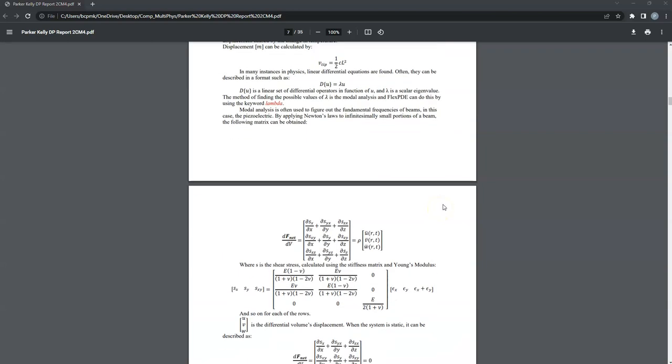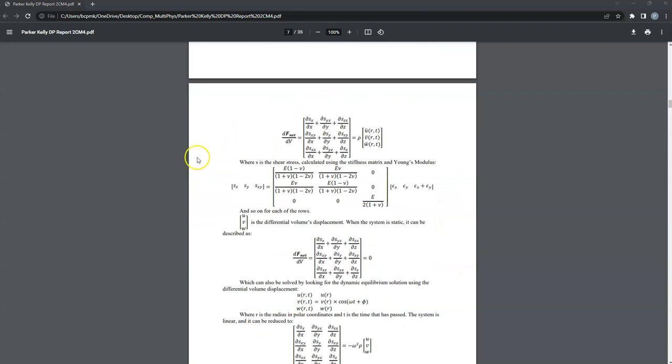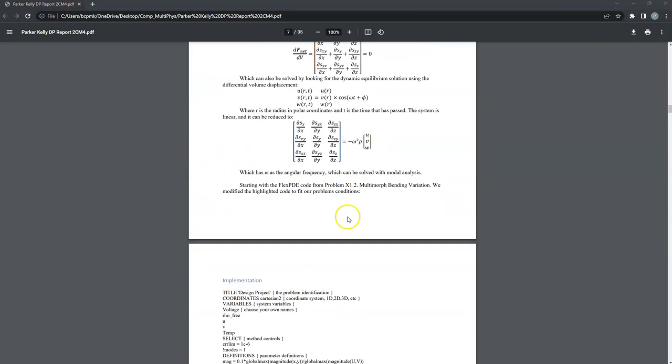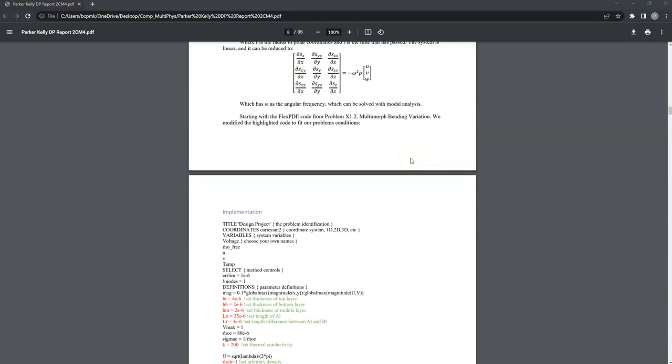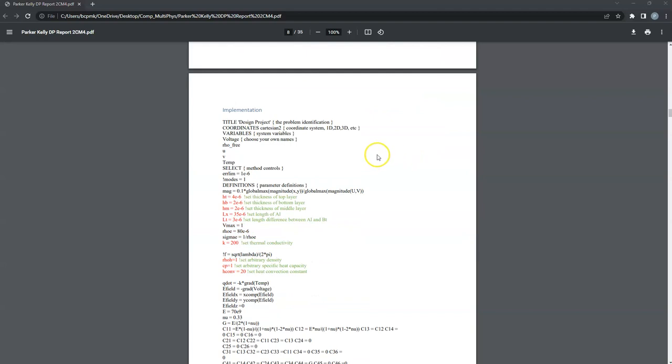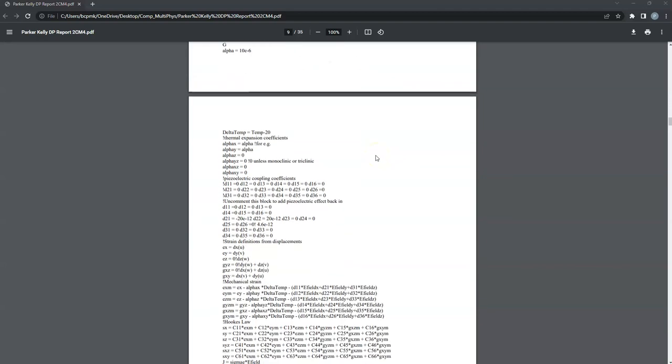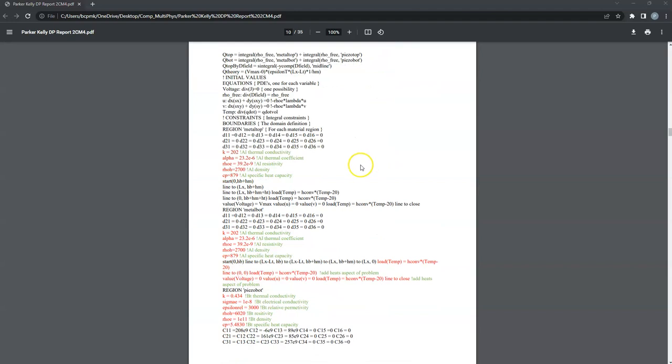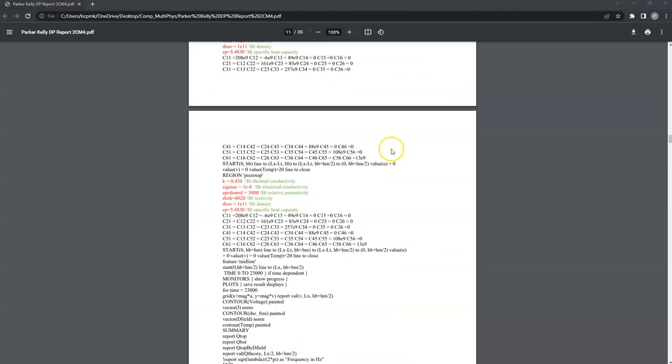That equation, when applied to modal analysis, would have to become a different linear set of differential operators, which can then be sorted through to get our final one here, which is the angular frequency, so we can solve with modal analysis. For implementation, all the red code is what we changed, except we missed out some of the matrices down here. They are changed for our values.